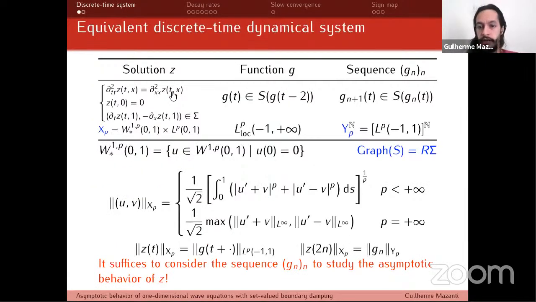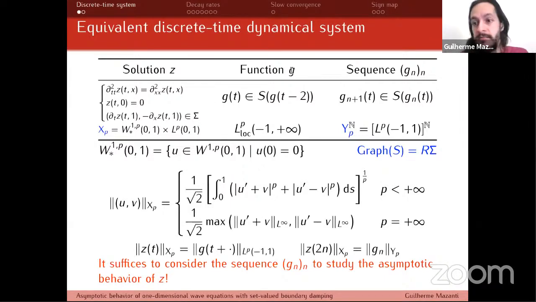Just to recall the main equivalences that we get in the talk by Swann: we started studying this wave equation with a Dirichlet boundary condition and the set valued boundary damping, in an L^p space, with W^{1,p}_0 in the Dirichlet boundary. Using the d'Alembert decomposition, this is equivalent to studying one of the Riemann invariants of the equation, the function G, because the other one is equal up to the sign. This function is in L^p_loc of minus one, plus infinity. Since we have an interval of size one, and a wave that reflects in the Dirichlet boundary and propagates back to the boundary, essentially we have a dynamical system of period two.